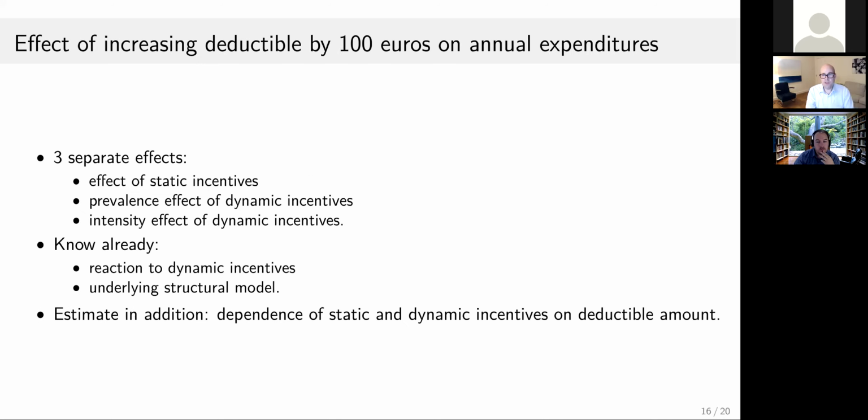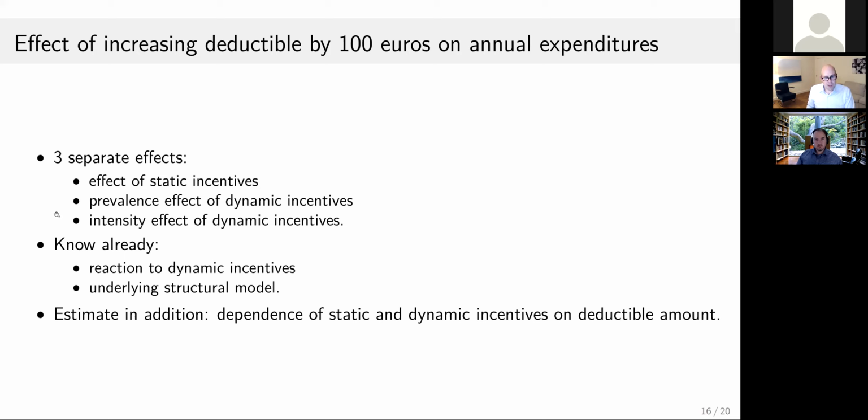Finally, the last thing I want to talk about is the effect of increasing the deductible by 100 euros on annual expenditures. So far, I've talked about the effect on expenditures at the beginning of the year. But there's much more, and the framework that is in the background is able to do much more. So what we do here is we talk about 3 separate effects. When I increase the deductible by 100 euros, this will have an effect on static incentives, simply because they will be in place for a longer time. So people will hit the deductible limit later, and for that reason, they're subject to static incentives for a longer time.